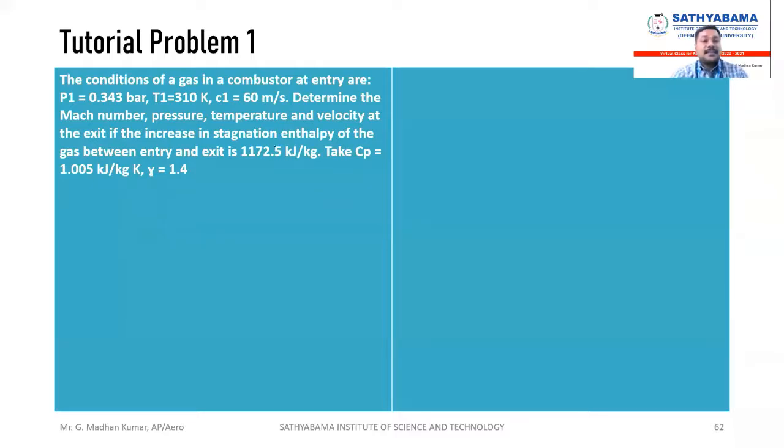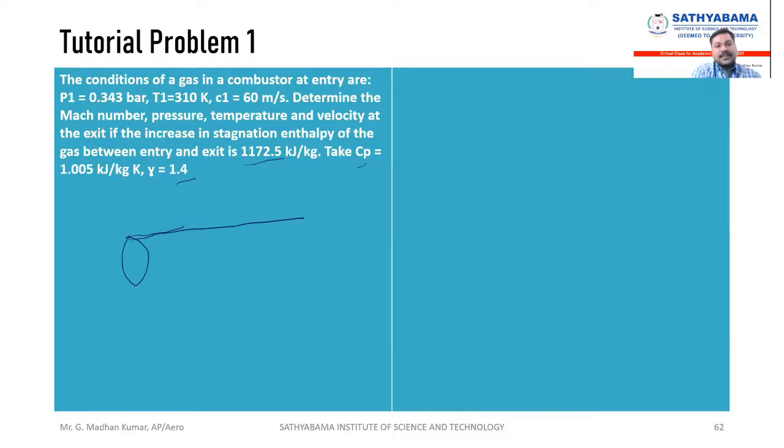is nothing but Cp into T02 minus T01, that is H02 minus H01. Okay, so H02 minus H01 is about 1172.5 kilojoule per kilogram. And then they have given: take Cp as 1.005 kilojoule per kilogram Kelvin, and gamma is 1.2. Right? So these are the given statements in the problem.